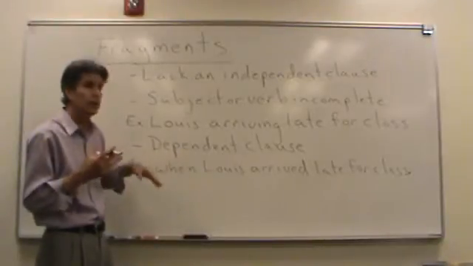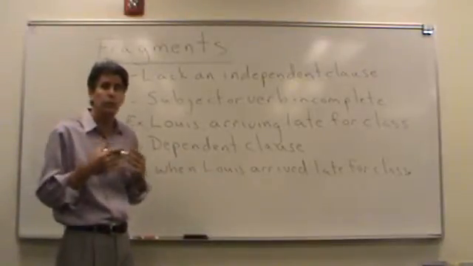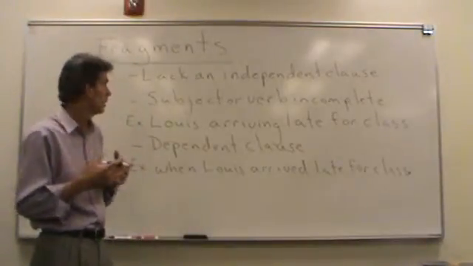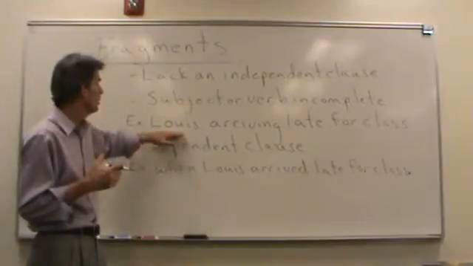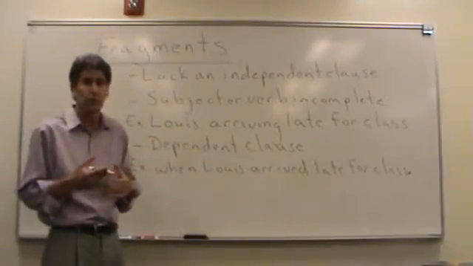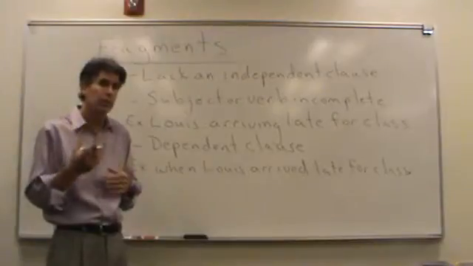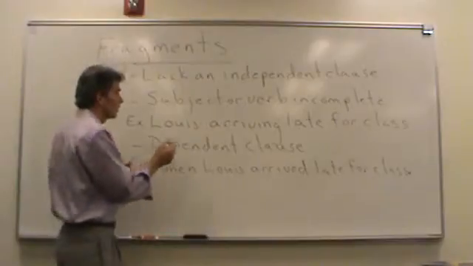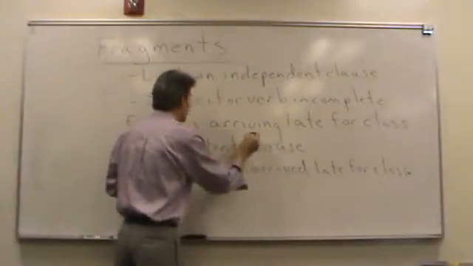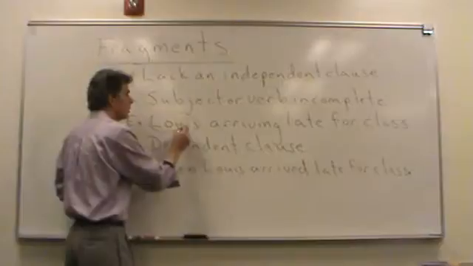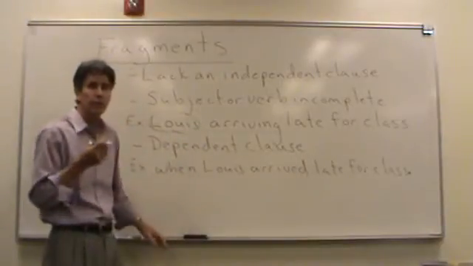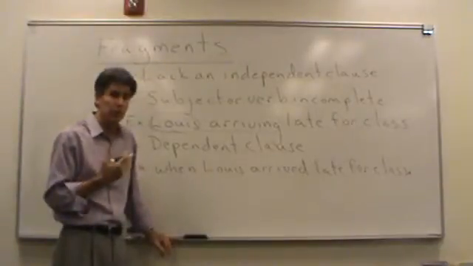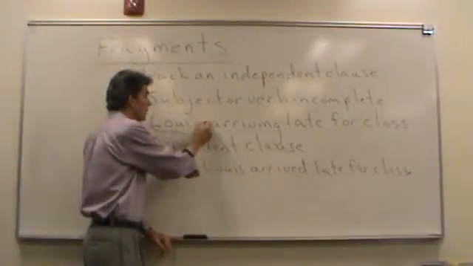So in the first one, it is usually a case where the student didn't read over his or her work carefully enough. That's what it usually is. You could have a sentence such as this: Louis arriving late for class. Well, to most folks, if you listen to it, you know something's missing. Part of the verb is missing. Louis is your subject, arriving is your verb, but arriving can't sit by itself. It needs a helping verb with it, something like is.